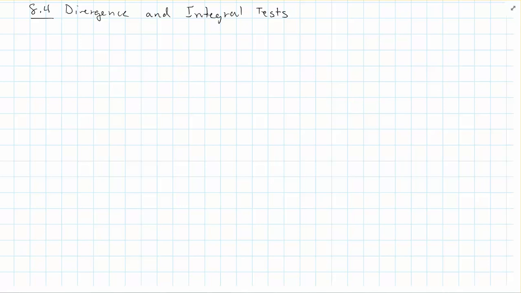Okay, so what we got here is we're going to start section 8.4, and it's the divergence and integral tests. I think we'll see how I feel here. I think I might just cover the divergence test here because I'm hoping some of you will email me some questions that I can make some videos of to answer.